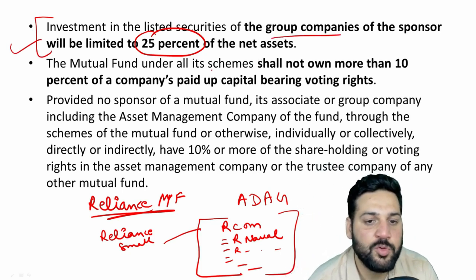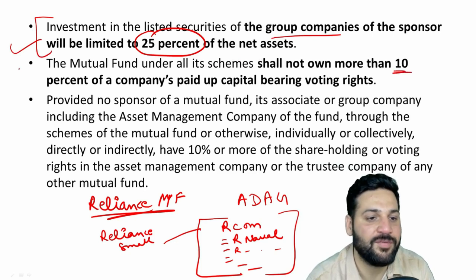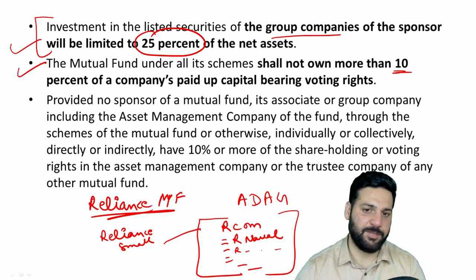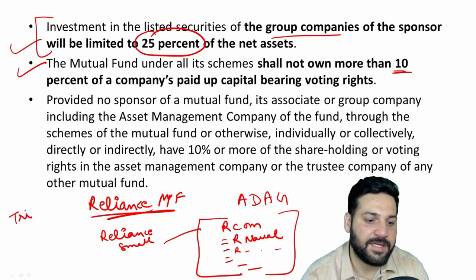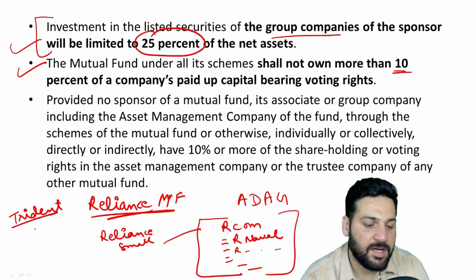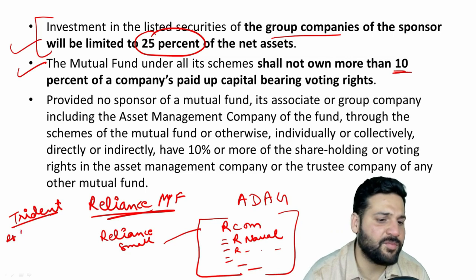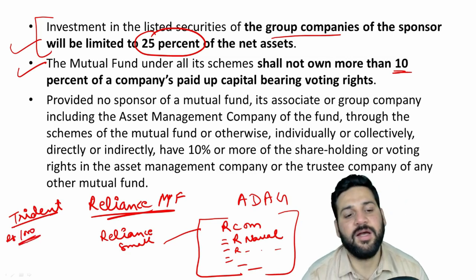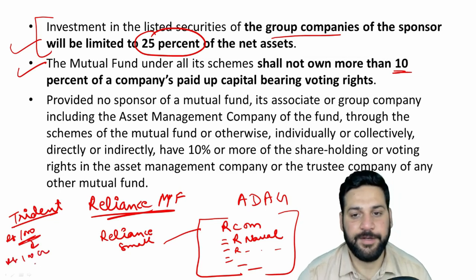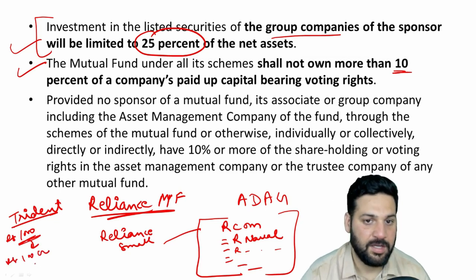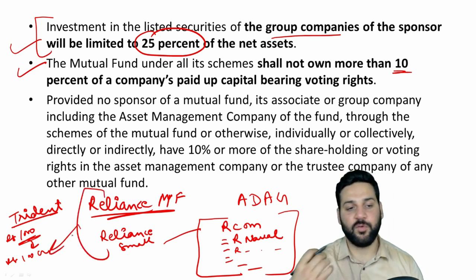Okay, so a mutual fund under all its circumstances shall not own more than 10% voting rights of any company's paid up capital. So let's say Trident group, its paid up capital, let's say, is 1000 crore. So its 10% voting rights is going to be 100 crores, right? No mutual fund and all its schemes cannot own more than 10% of its voting rights.